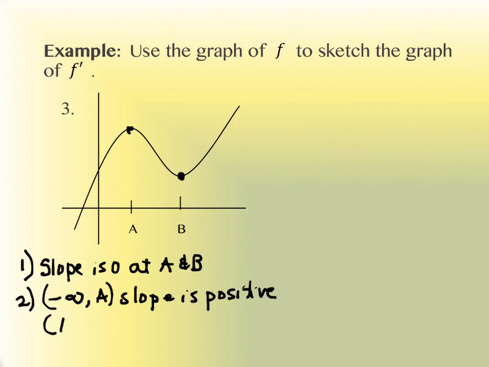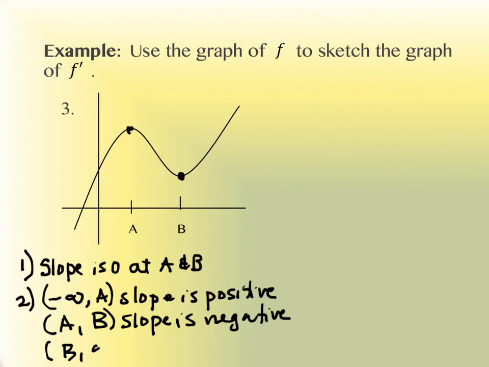Somebody already told me between A and B. What's happening between A and B? It is decreasing, but we want to write the slope is negative. Those are open parentheses, not brackets, on A and B. Correct, because the slope is actually 0 at A and at B. How about from B on? That is B to infinity. The slope is again positive.